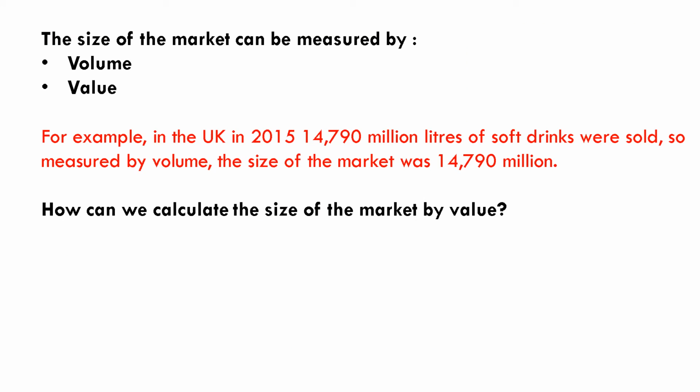So how do we calculate the size of the market? Well, that can be measured in two ways: by volume and by value. So the two V's, by volume and by value. For example, in the UK in 2015, 14,790,000,000 litres of soft drinks were sold. So measured by volume, that's the size of the market, 14,790,000,000 litres.